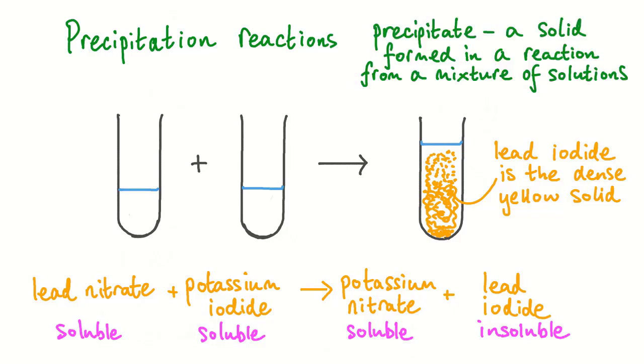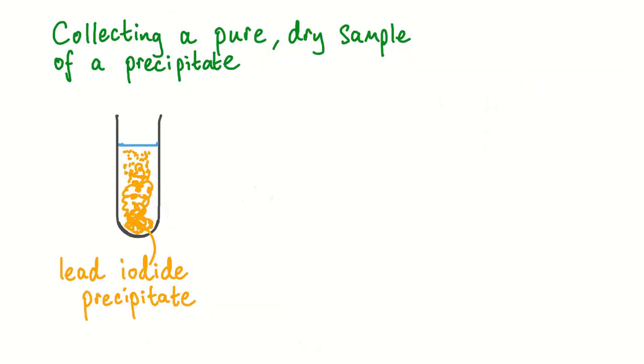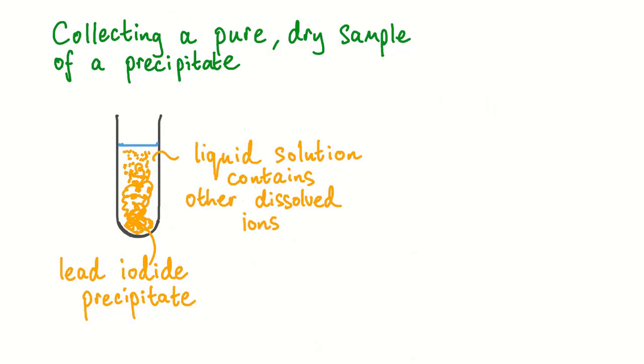The yellow lead iodide solid is known as a precipitate, and the reaction could be described as a precipitation reaction. A precipitate is simply a solid formed in a reaction from a mixture of solutions. So, how could we collect a pure, dry sample of this lead iodide precipitate? Firstly, we would need to separate it from the surrounding liquid that contains other dissolved ions.